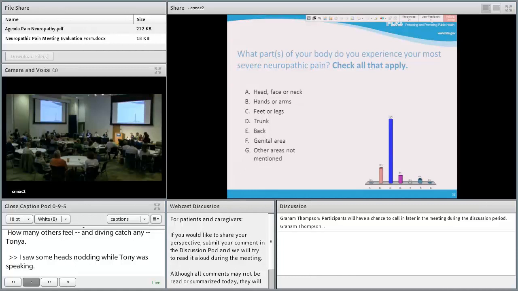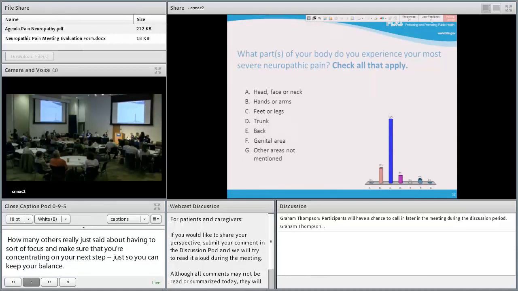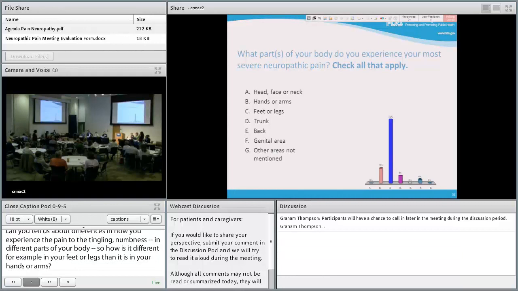Okay. So let me bring us back to this polling question, because what I want to ask is, can you tell us about differences in how you experience the pain, the tingling, the numbness in different parts of your body? So how is it different, for example, in your feet or legs than it is in your hands or arms? Is there a difference between how you experience it in different parts of your body?